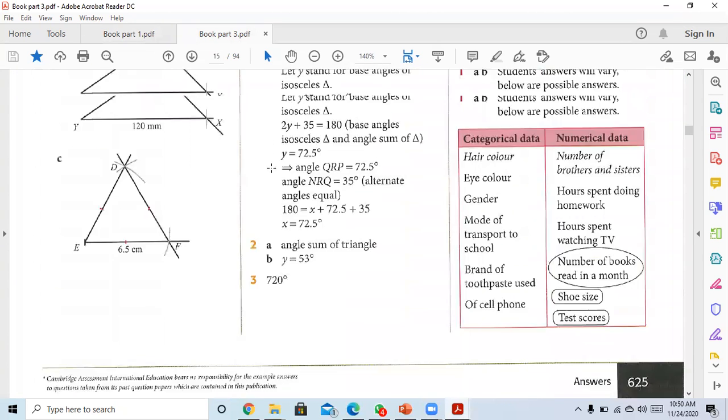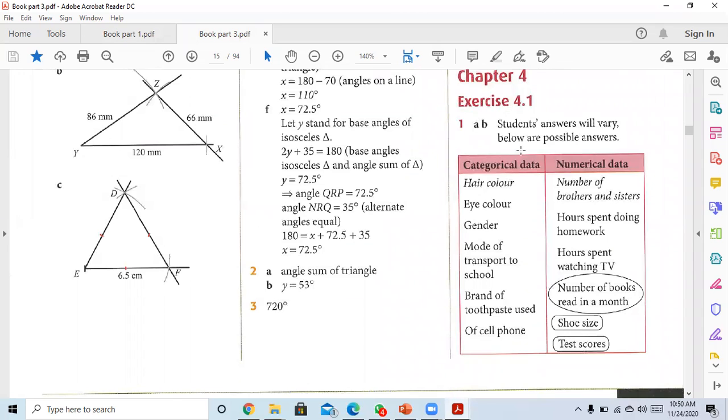Okay, now here we have this one, A part and B part. Here they already mentioned a few examples. He said five, but there are more than five, six. You can see here hair color, eye color, gender, mode of transport to school, brand of toothpaste, and so on. So these are categories.